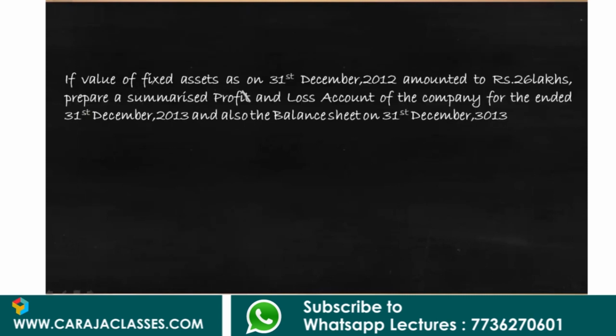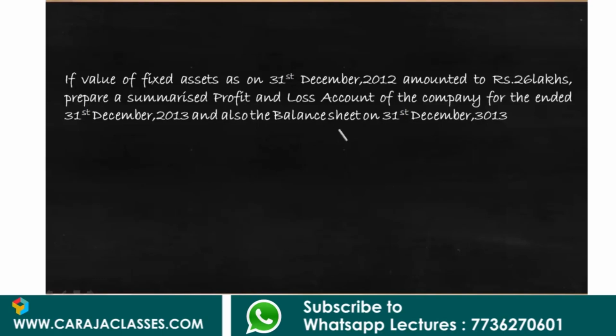If the value of fixed assets as on 31st December 2012 amounted to rupees 26 lakhs, prepare a summarized profit and loss account of the company for the period ended 31st December 2013 and also the balance sheet as on 31st December 2013. So in this problem we have to prepare the P&L and balance sheet from the available information.